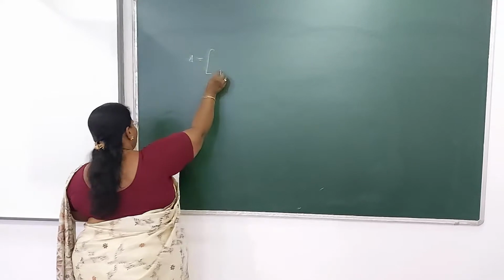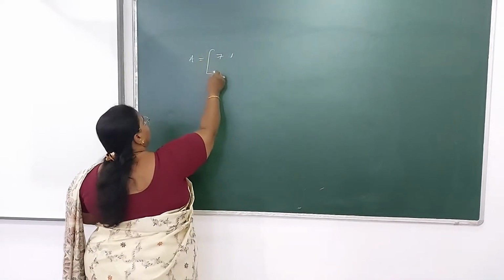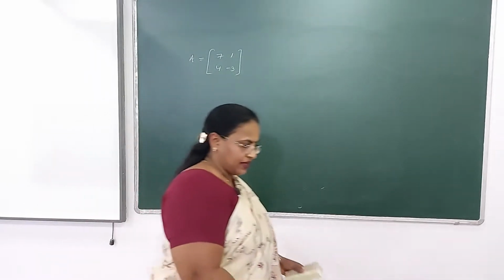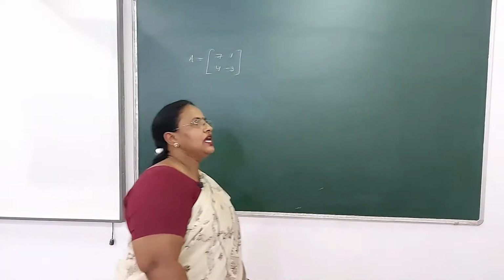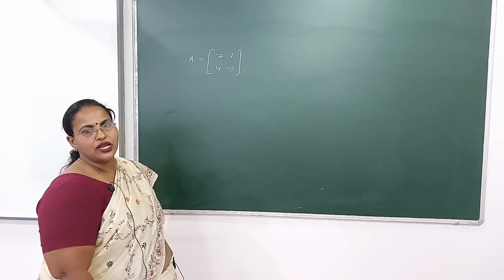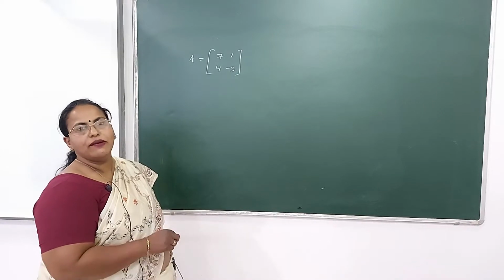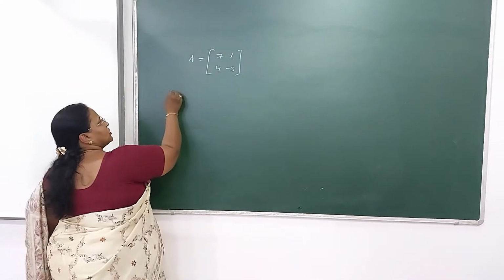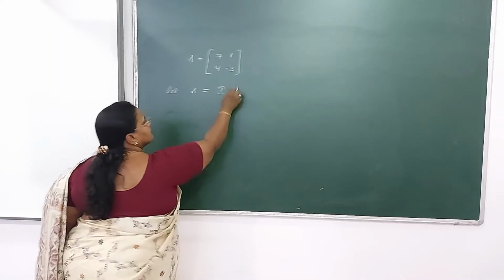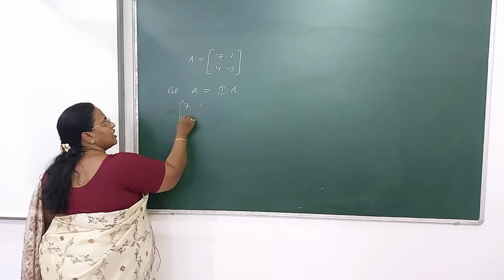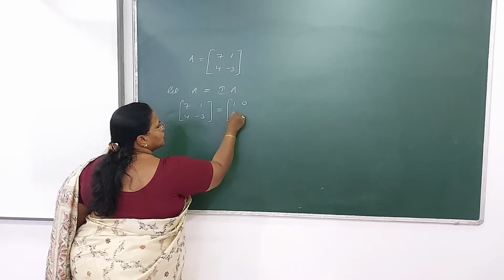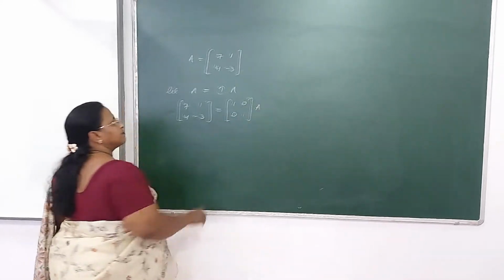A is equal to [7, 1; 4, -3]. This is the question. Now see, finding the inverse by elementary transformation. I am doing it by row. So first of all, we'll write it down. We can let A is equal to I into A. So write down [7, 1; 4, -3], and the identity matrix to be replaced by [1, 0; 0, 1] into A.